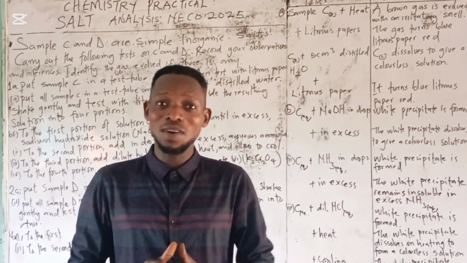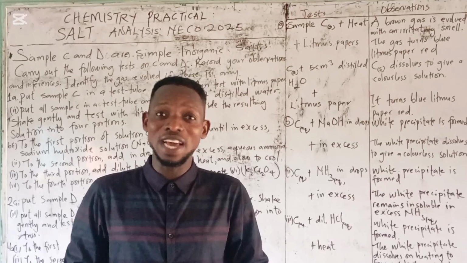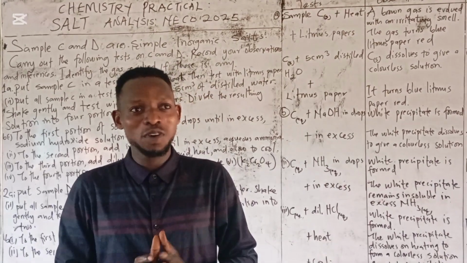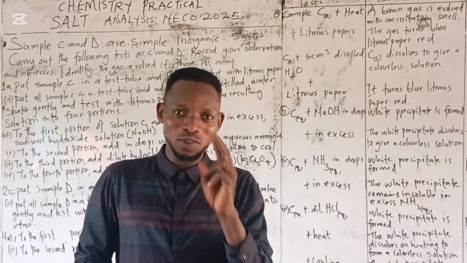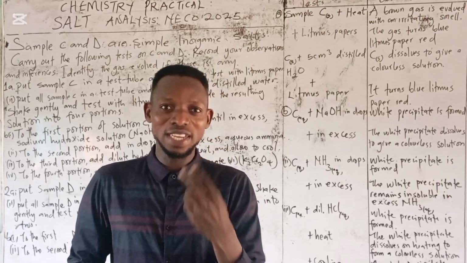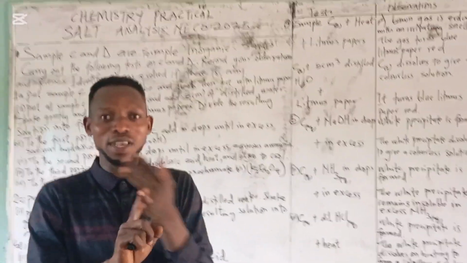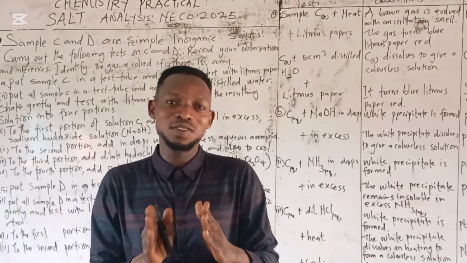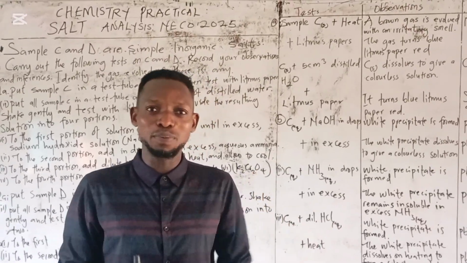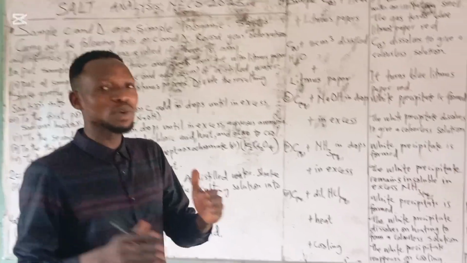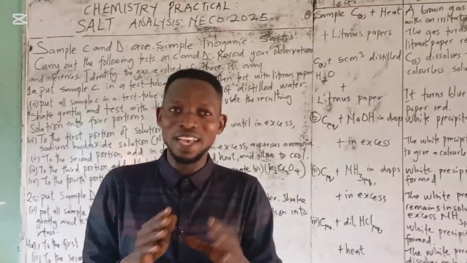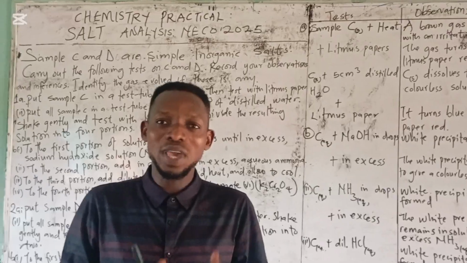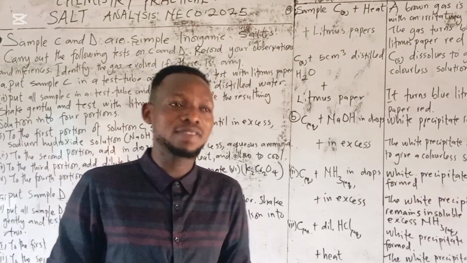Basically, we want to check our salt analysis, which is also known as qualitative analysis. In this year 2025, we're given two basic inorganic salts, which we call sample C and sample D, and we are expected to carry out a series of tests on each sample. So now let's quickly run through our predicted questions and see how we are going to report during our test.